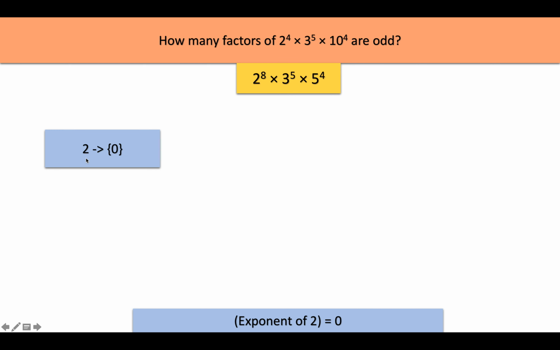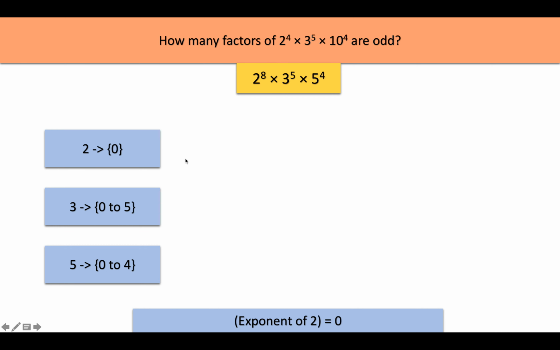So we know that the powers of 2 can only be 0. Again, 3 and 5, the exponents are completely open, right? So how many options do we have here for 2? Which is 1. Then here we have 6 options, here we have 5 options. So total we have an answer of 30. 30 factors of this number will be odd, right?